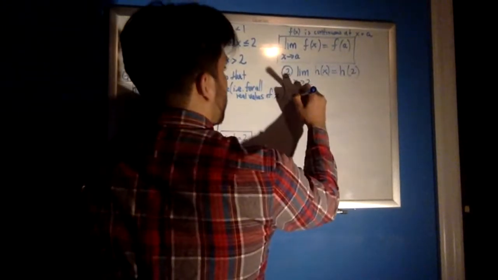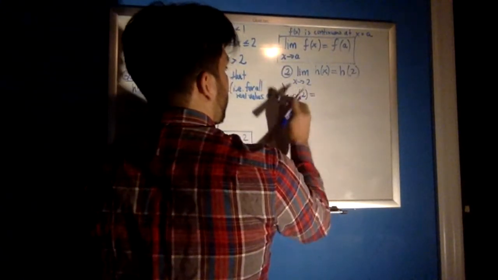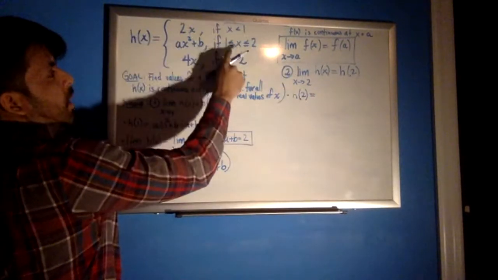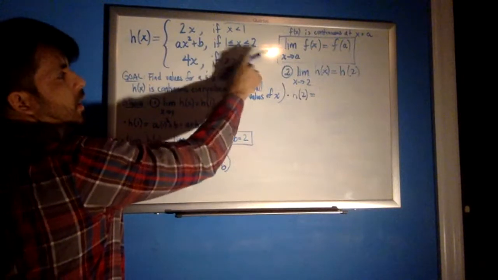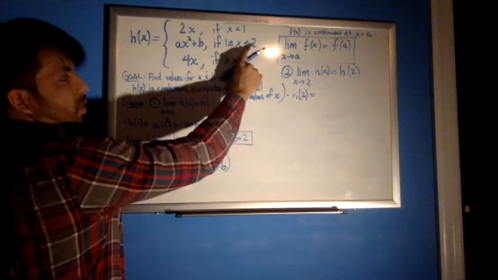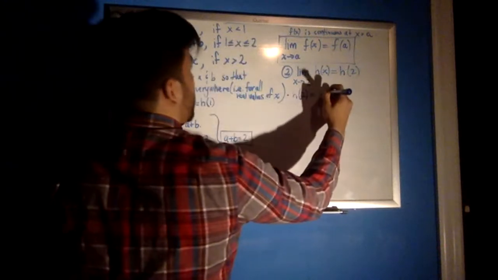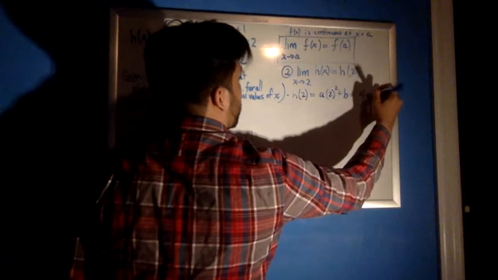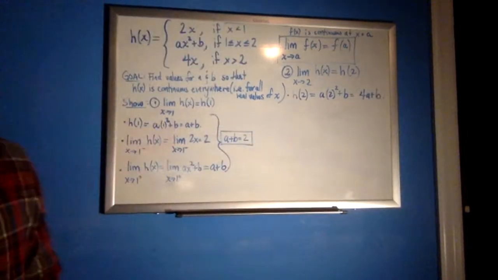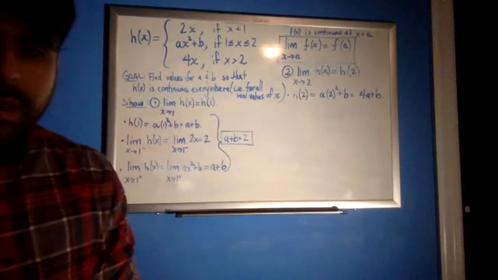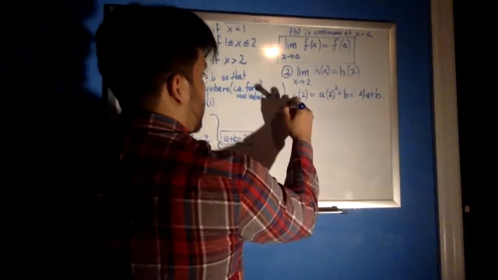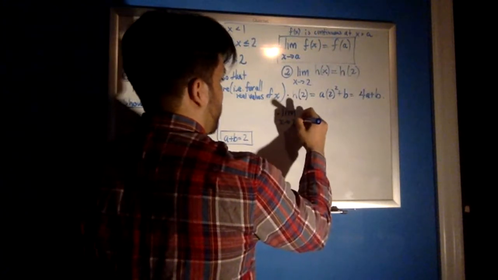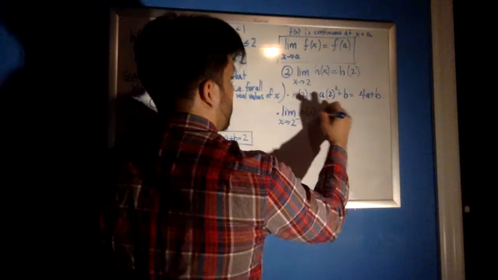I'm going to say h of 2. How would I evaluate h of 2? I would plug it in. Well, 2 is not less than 1, so I skip. If x equals 2, does this satisfy this condition? It does. So if I plug it in, I get a times 2 squared plus b, which equals 4a plus b. So the value of the function at 2 is exactly 4a plus b, whatever that may be. Next, I find the limit as x approaches 2 from the left of h of x.